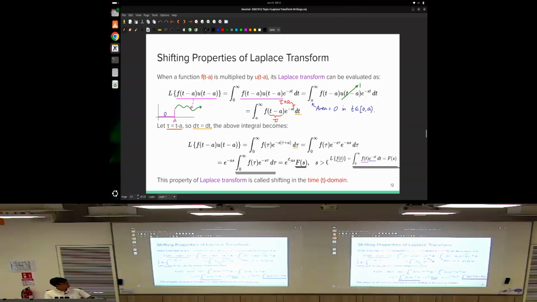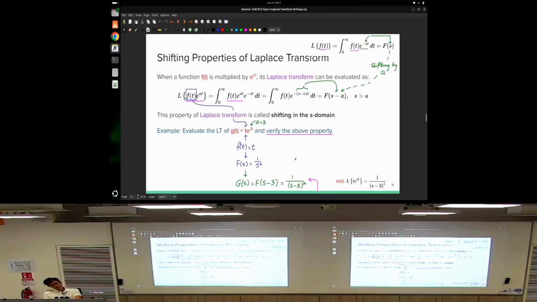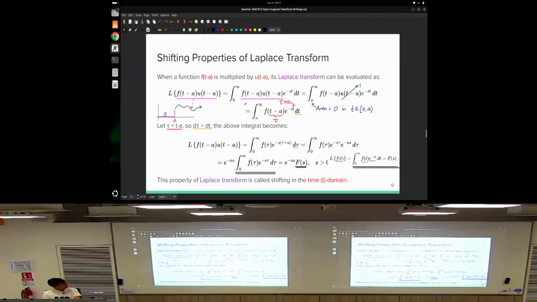Okay, so you can see there's a very interesting symmetry here, right? That is in the shifting of the s domain. You multiply by e to the at. When you multiply an exponential function in the t domain, you get a shifting in the s domain. Then it's like a mirror. When you multiply an exponential function to the F of s, you get shifting in the t domain. So there is a bit of symmetry here in this property of the Laplace transform, which is actually pretty interesting.